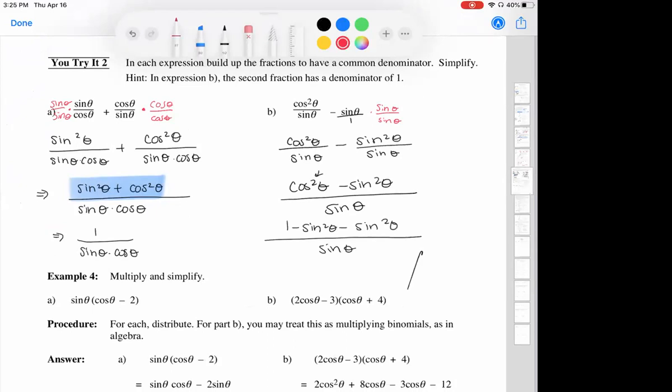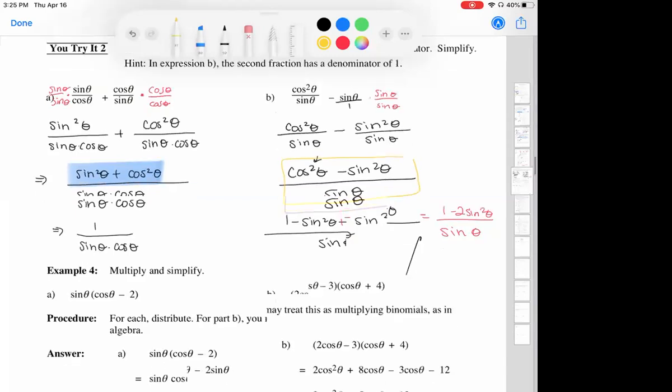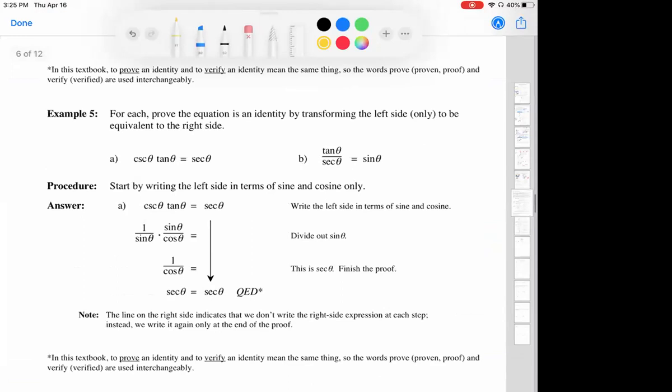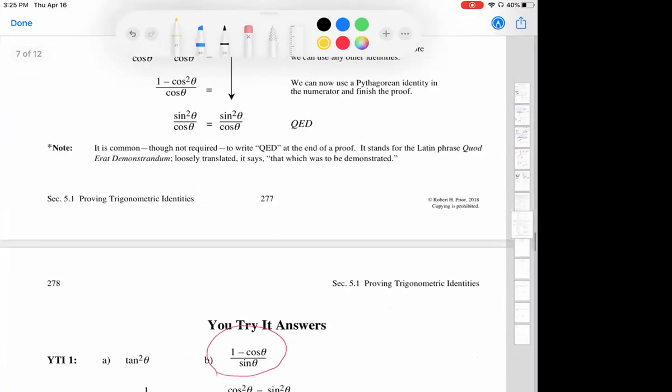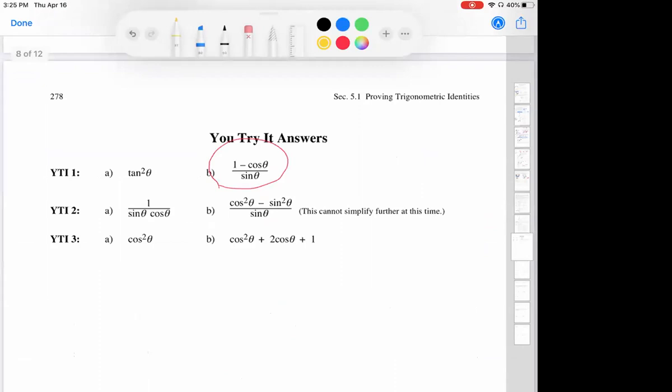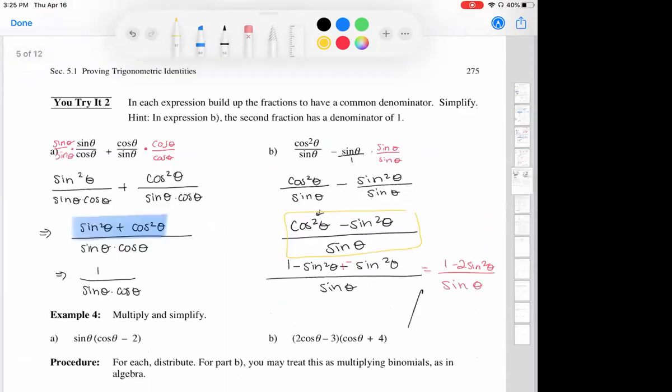All right, well, if I take these two, you add the opposite, we're left with 1 minus 2 sine squared theta, over sine theta. That didn't really help. So I think our answer was this guy here. Let's take a look at our answer for you try it too. Yep, that's all it wanted. It cannot be simplified further at this time. We'll learn tricks in the future. And I think that's my problem here. I keep trying to keep going ahead.